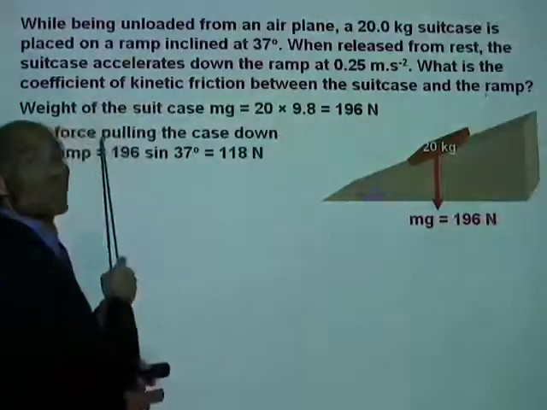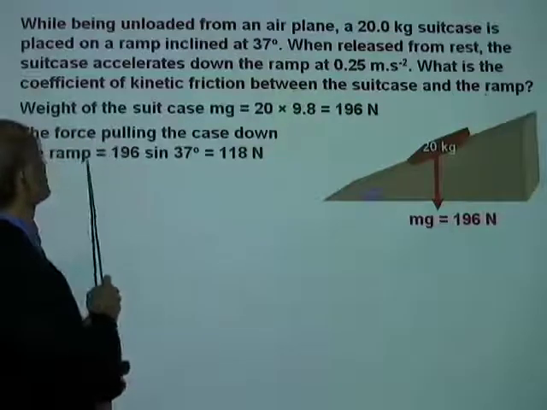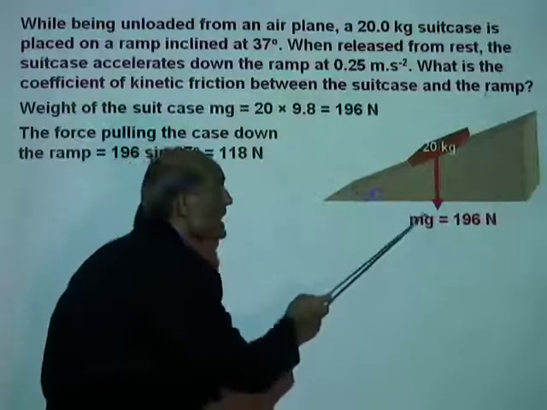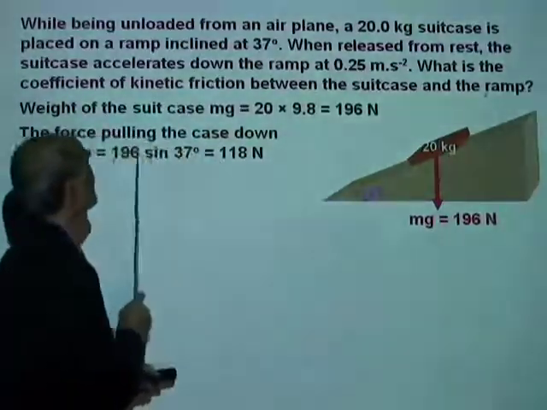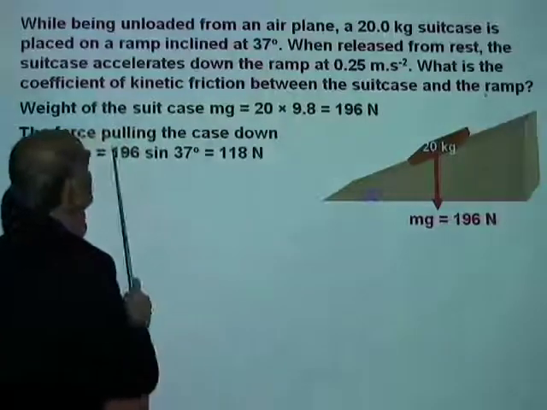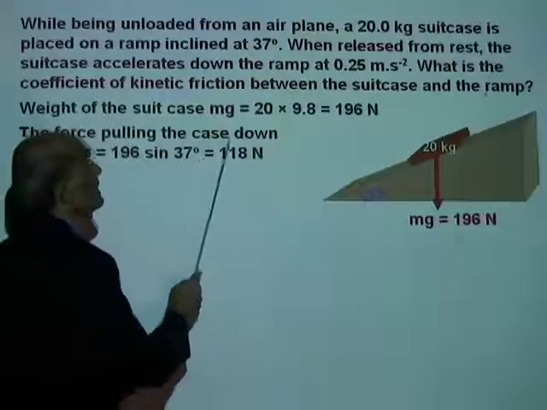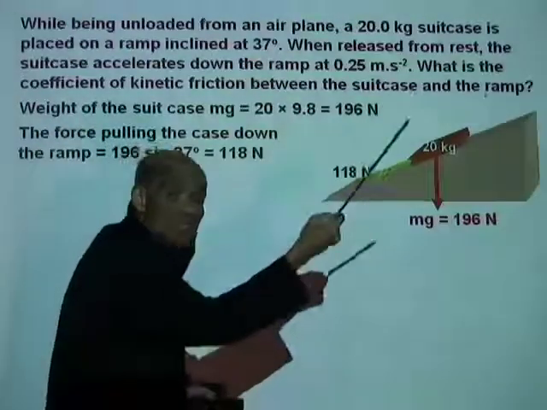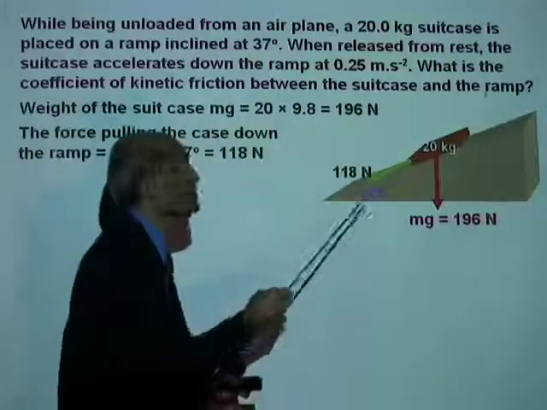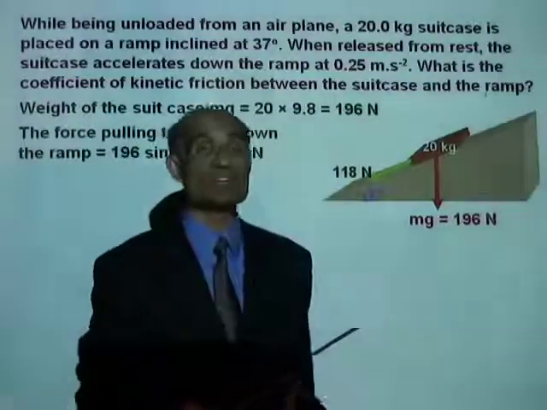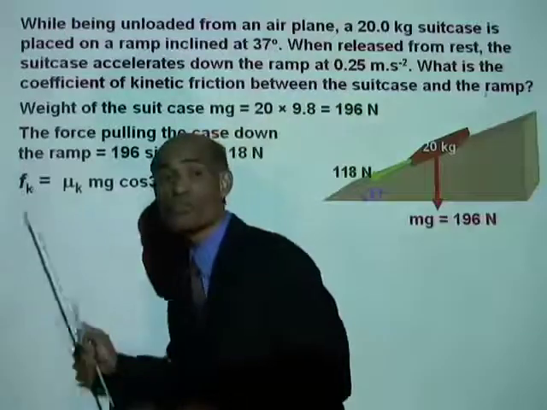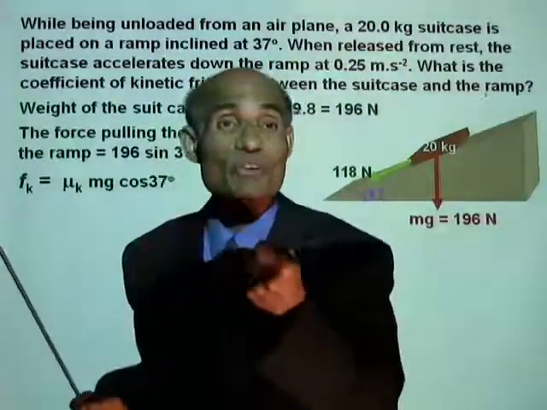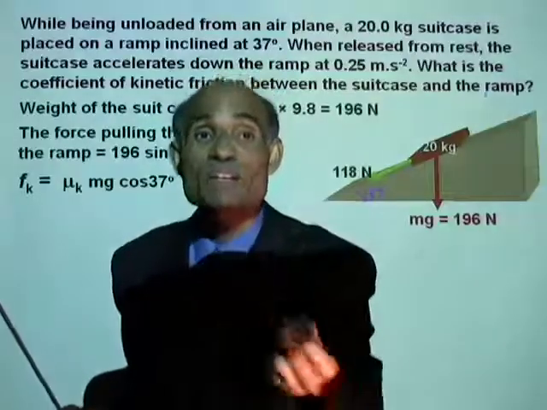The force pulling the case down the ramp will be mg sine 37. That is 196 sine 37, that is 118 Newton. So the force that is pulling the suitcase down the ramp is 118 Newton. What is the force of friction? Since the suitcase is sliding down, the force of friction is the force of kinetic friction.